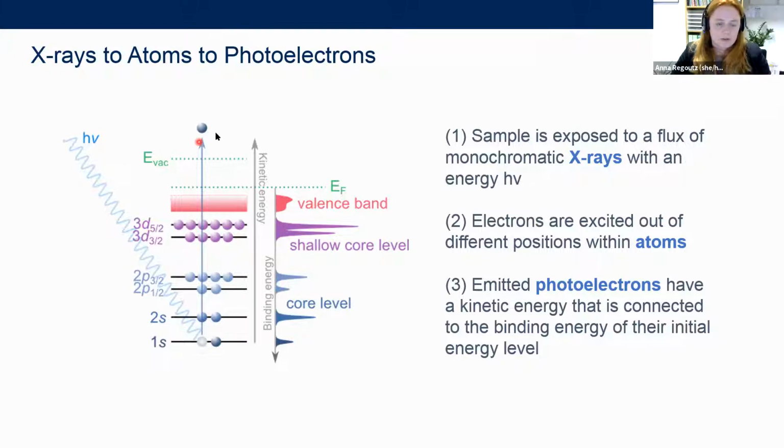These electrons are excited out of your material, out of your atoms, and these so-called photoelectrons, because they're photoexcited electrons, have a specific kinetic energy, and that's connected to the binding energy they had where they came from. So this gives us some idea of the state of the electron in the atom that it came from.